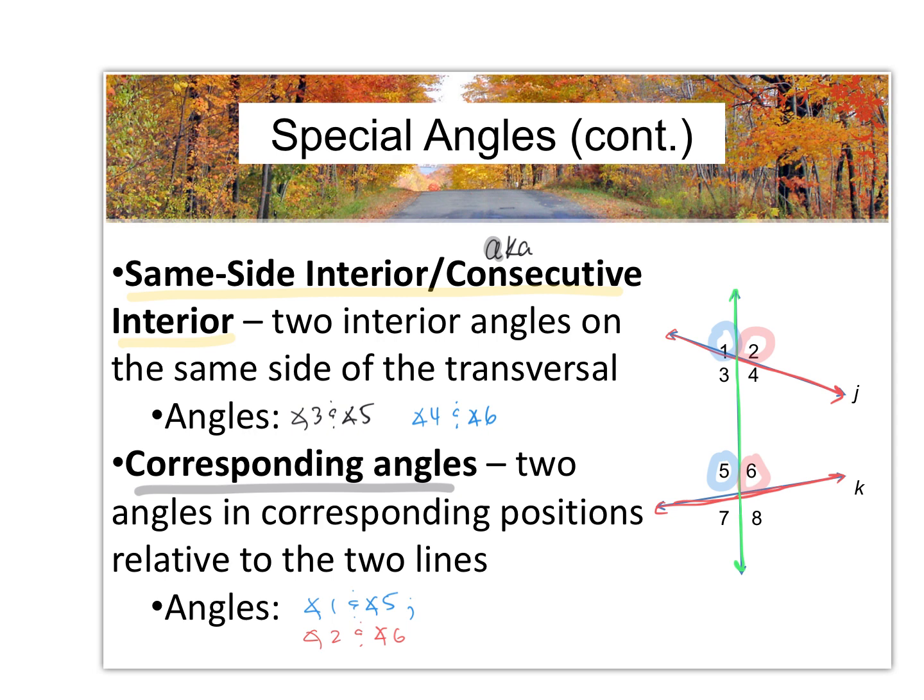So now if you follow that, then we say, well, angle 3, let me do a different color, hold on. Angle 3 is below line J on the left side of the transversal, so angle 7 is below line K and on the left side of the transversal. So angle 3 and angle 7 are corresponding angles. And our last angle that we're going to talk about is going to be angle 4 and angle 8. They're both on the bottom of their lines on the right of the transversal. So angle 4 and angle 8 are also corresponding angles.